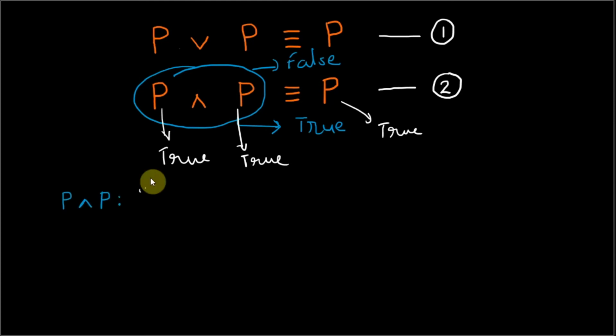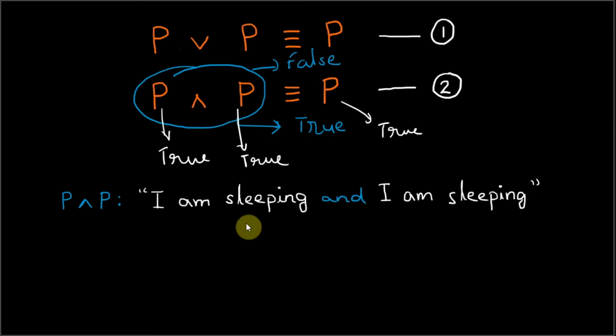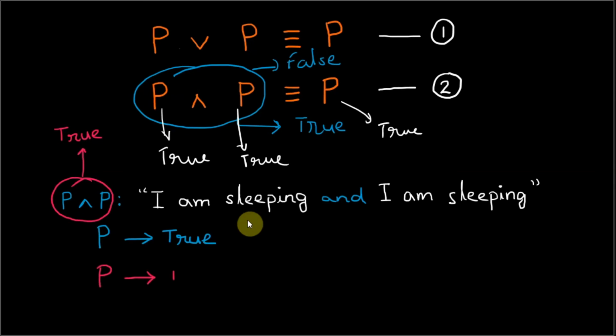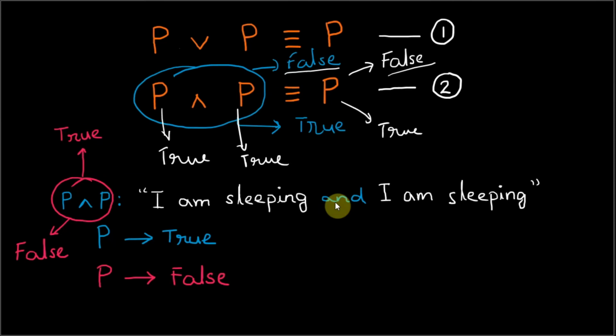So P and P becomes I am sleeping and I am sleeping, and it is true and the same as I am sleeping. This is when P is true. If P is false, then P and P is false, and we have false on both sides. Hence, the equivalence is valid.